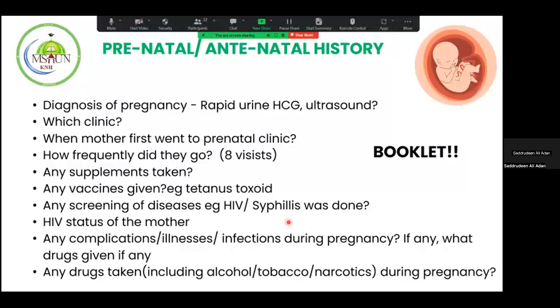The history of infections is quite relevant because, for example, if you have certain infections like syphilis, it might affect the child, leading to maybe cataracts, etc. If you have HIV, there is a risk of transmission of HIV to the baby.